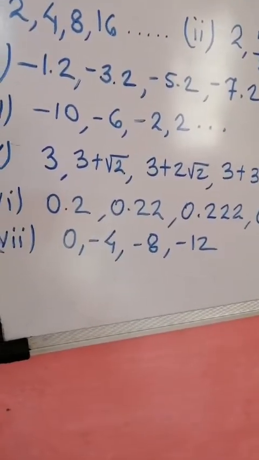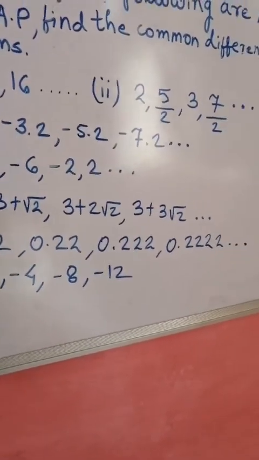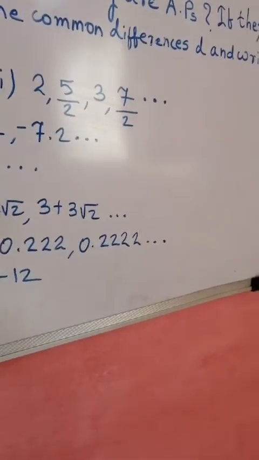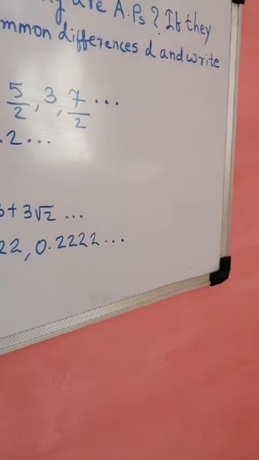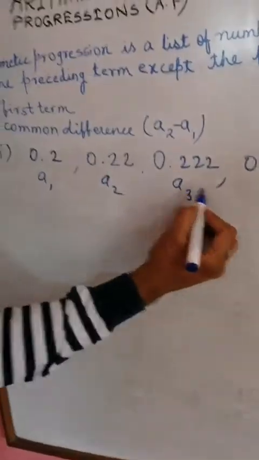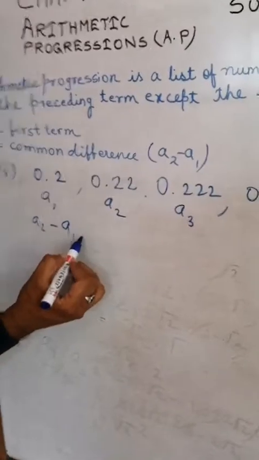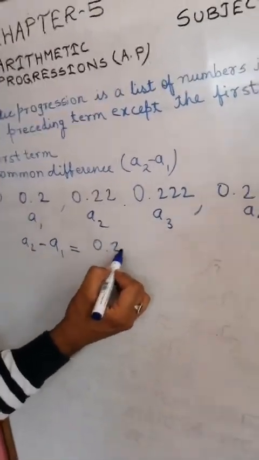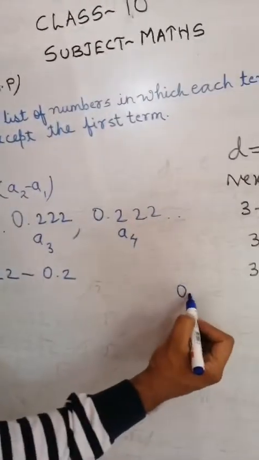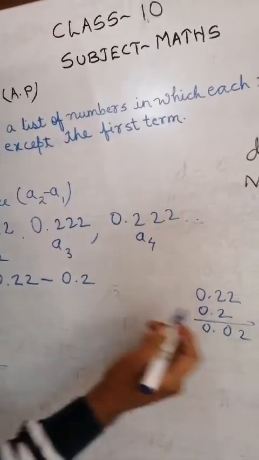Moving to the 6th question: 0.2, 0.22, 0.222 and 0.2222. Now here A1, A2, A3, A4. Now A2 minus A1 is equal to 0.22 minus 0.2. When we subtract 0.22 from 0.2, the answer is 0.02.